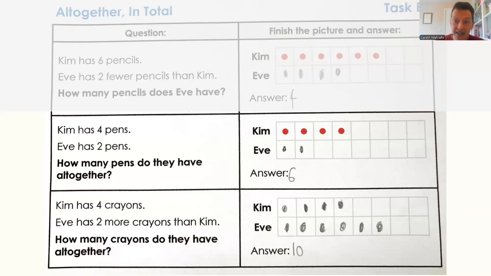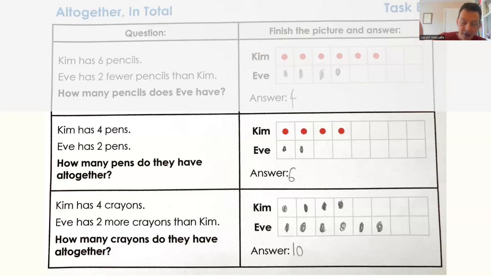Now we have a minimally different question. There's essentially one keyword that's different here. Kim has 4 crayons. Eve has 2 more crayons than Kim. How many crayons do they have altogether? Now, children just underline the word more. They might think the answer is 6.